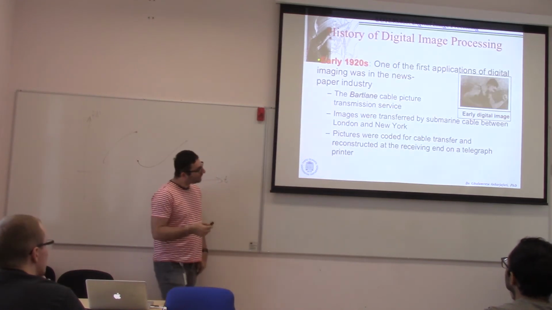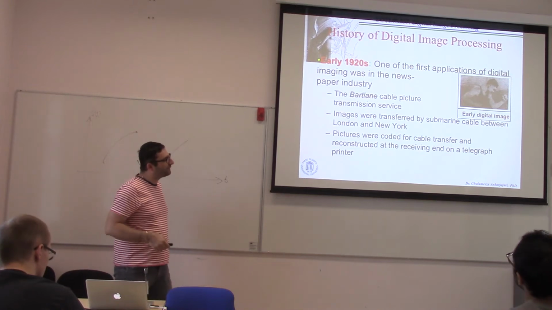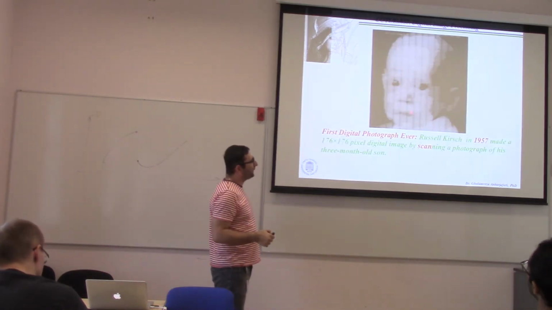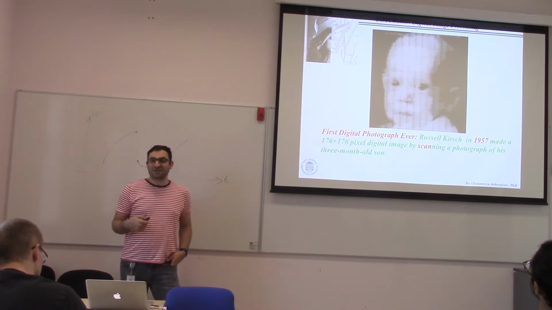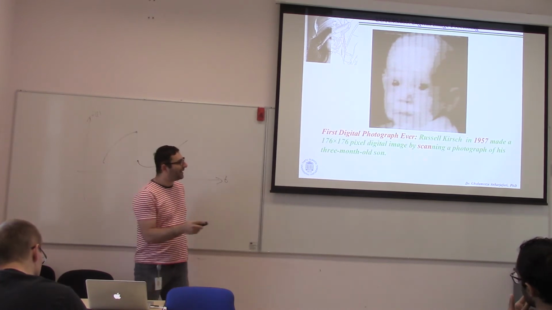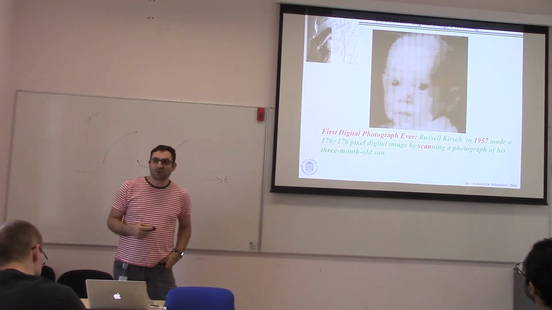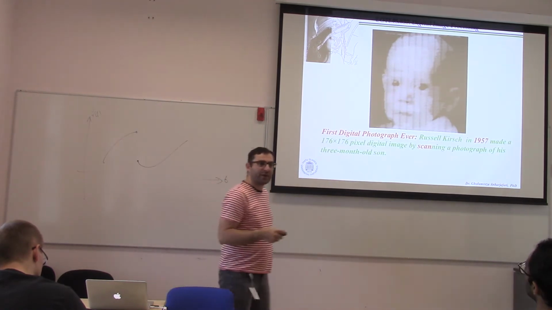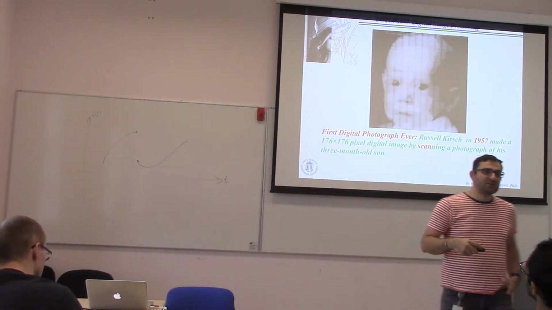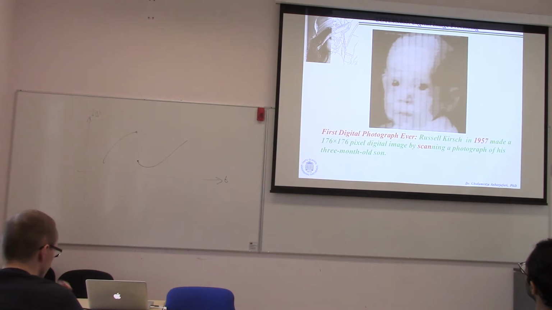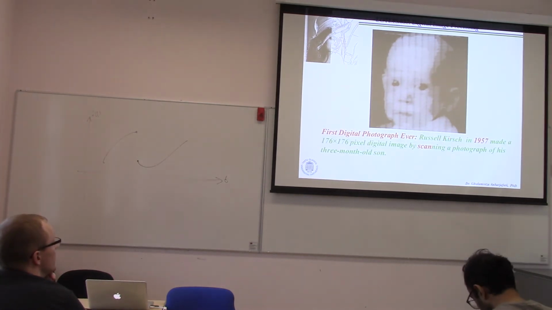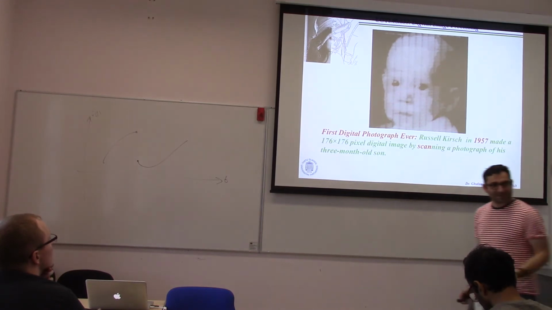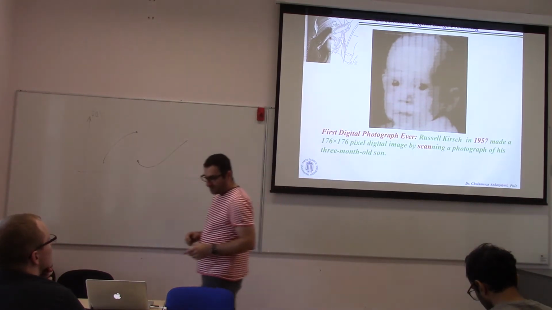Okay. So this was the first application of the digital image, and the first ever digital image produced by scanning happened in 1957, so around half a century ago. It was a picture of this guy, Russell Kirsch. He had a baby and he scanned the picture of his baby. So it was the first ever reported scanned digital image.